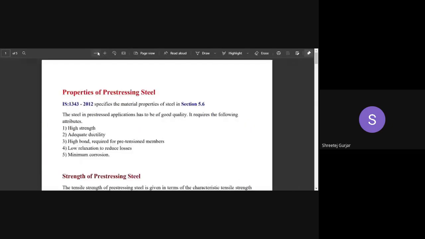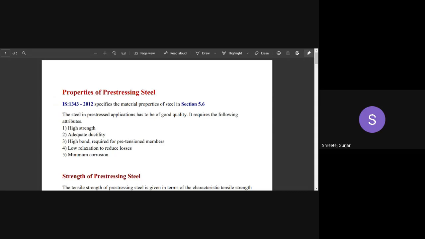So we will be discussing in this class the properties of pre-stressing steel. We have studied the properties of pre-stressing concrete. Now we will study the properties of pre-stressing steel. So IS 1343/2012 specifies the material properties of steel in section 5.6.